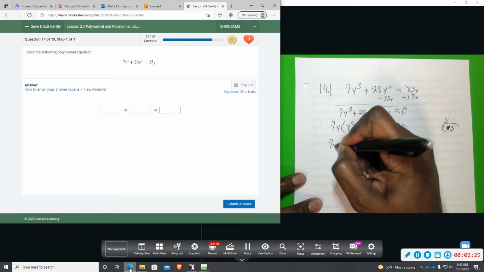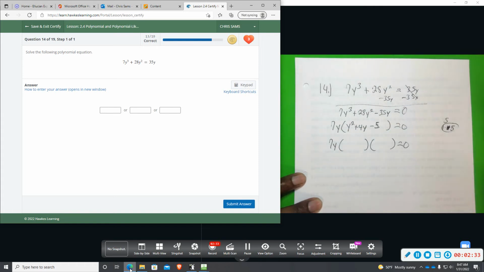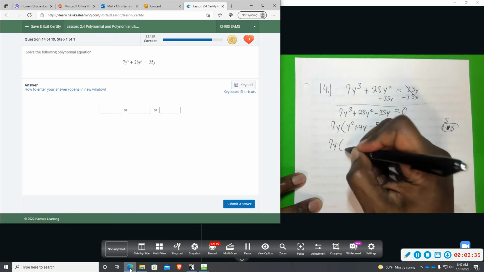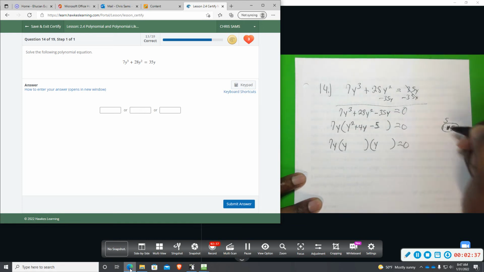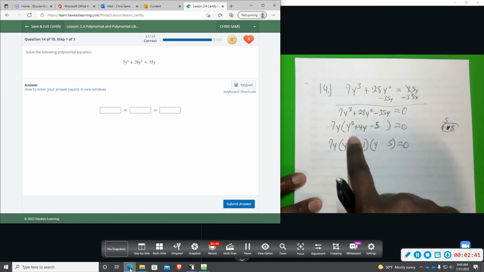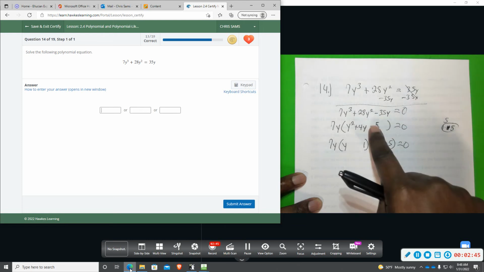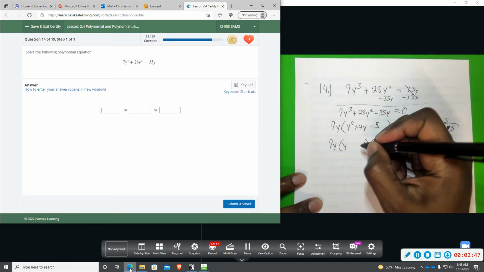So we're going to leave that 7y outside, and two sets of parentheses. And then we're going to put a y in the front of both. At the back we're going to put our 1 and our 5. First sign is the bigger number. Second sign tells me they're different.